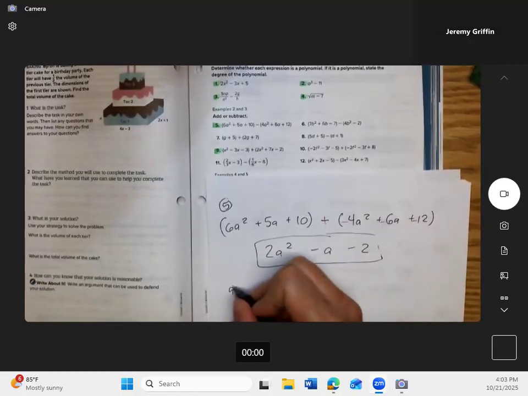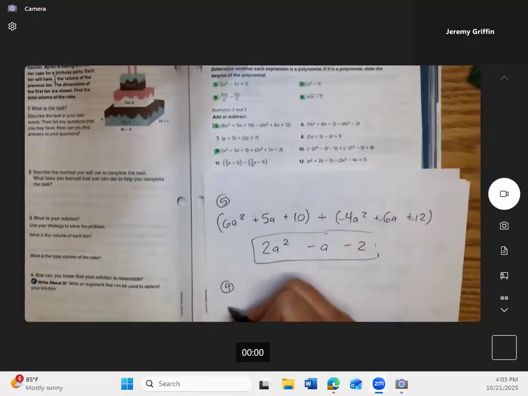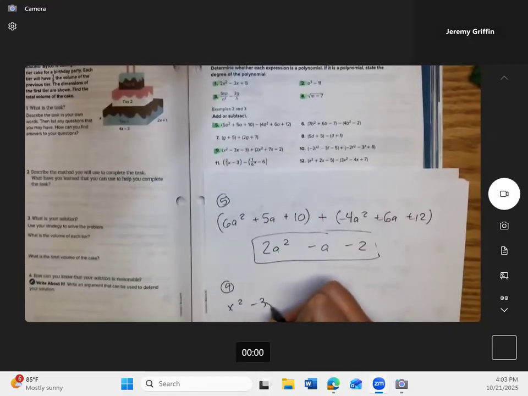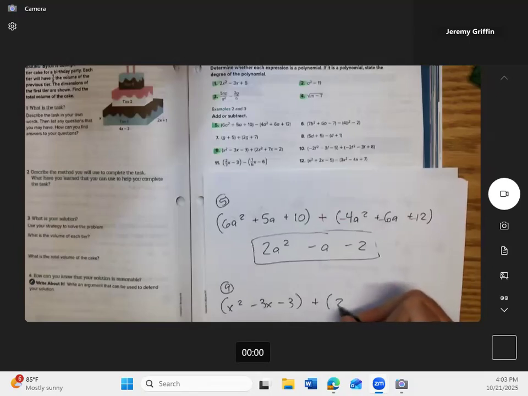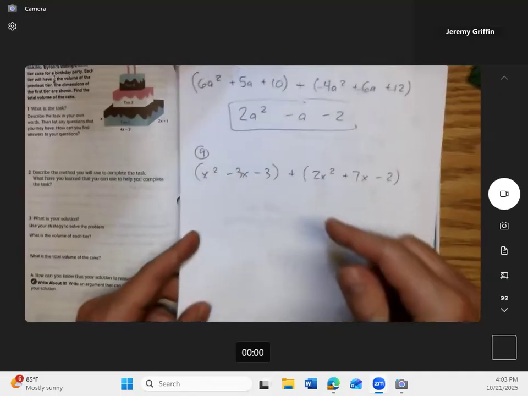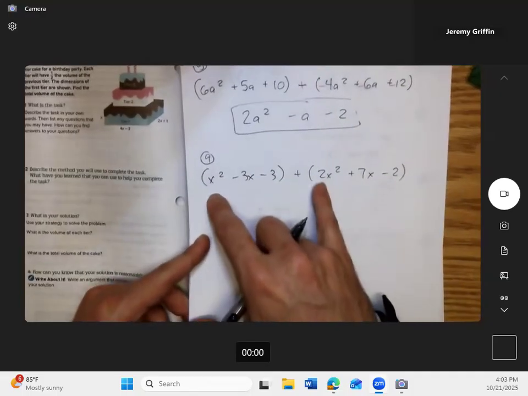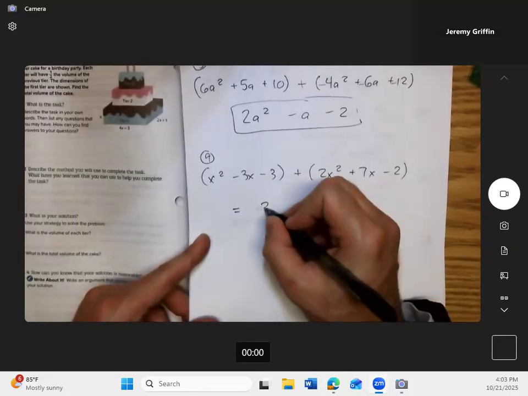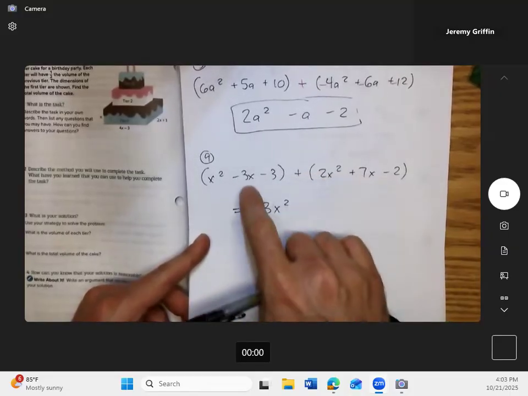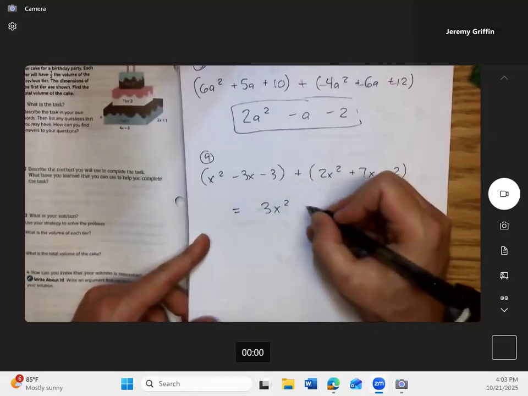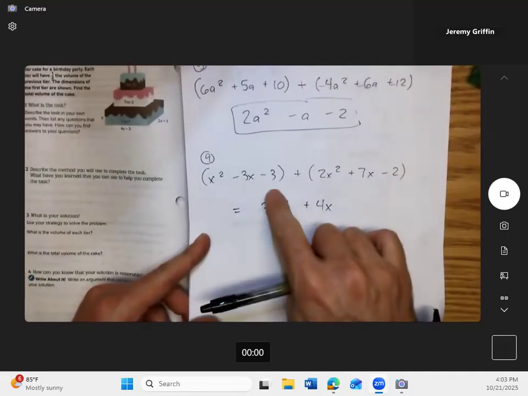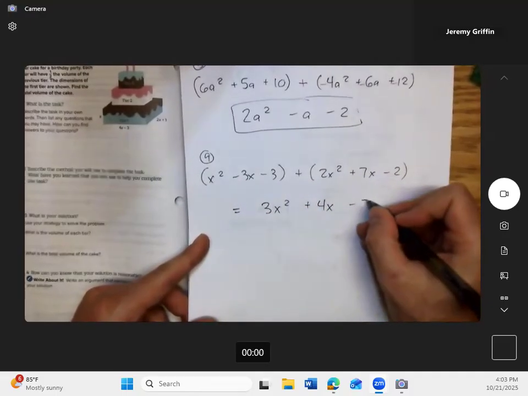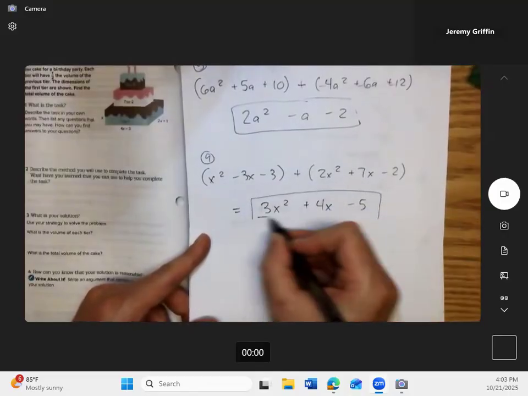Number 9. I've got x squared minus 3x minus 3. And plus, then 2x squared plus 7x minus 2. All right, well, this is all set up to add, so that's nice. So x squared plus 2x squared is 3x squared. Negative 3x plus 7x is 4x. Negative 3 minus 2 is negative 5. Boom, done.